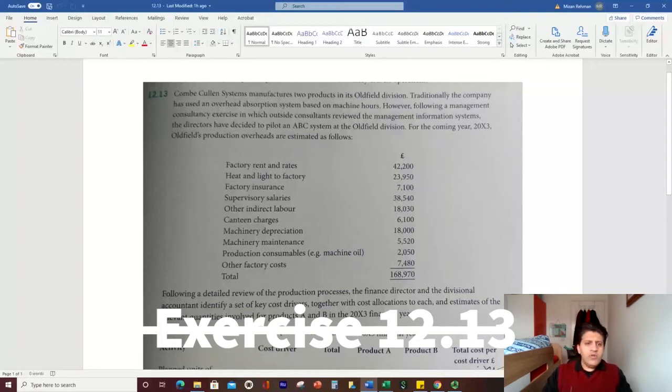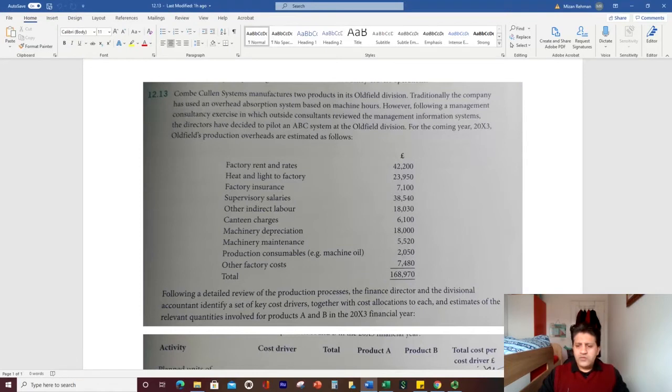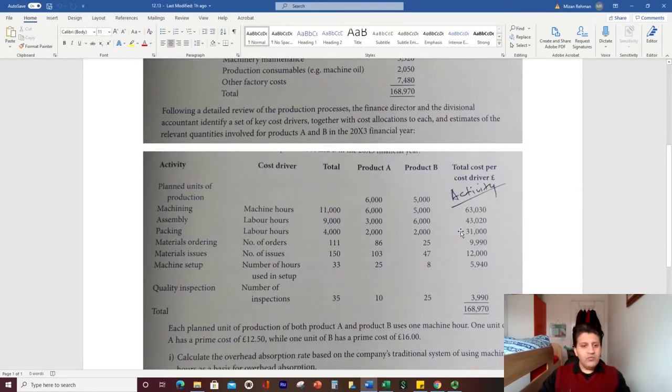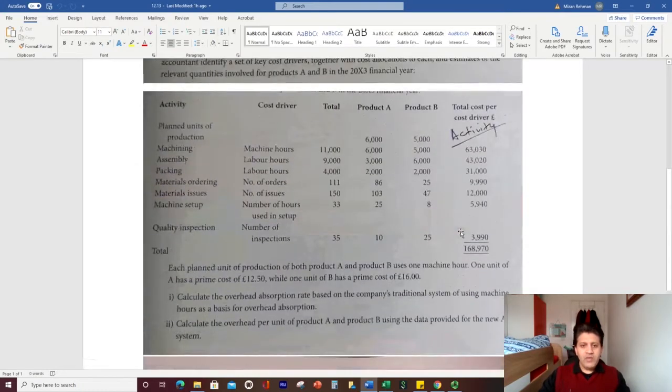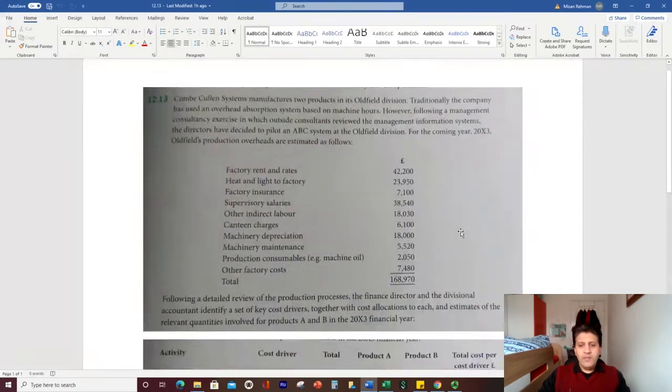Hello everyone, I'm recording this video to answer your lectorial question, which is in chapter 12, and the exercise number is 12.13, which you can see in the book, in the core text for management and cost accounting. I'll read through this question first, explaining a few points while reading it, and then I will be answering this question.